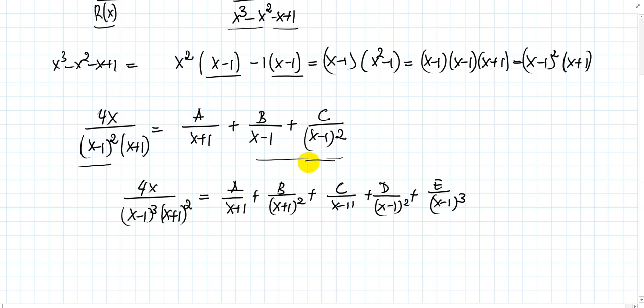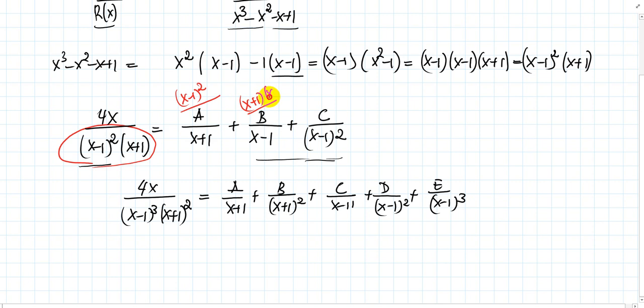So how do we find a, b, and c? What is our common denominator? This is the common denominator, right? What do I need to multiply the first term by in order to have this? (x minus 1) squared, right? What do I need to multiply the second term by in order to have this common denominator?